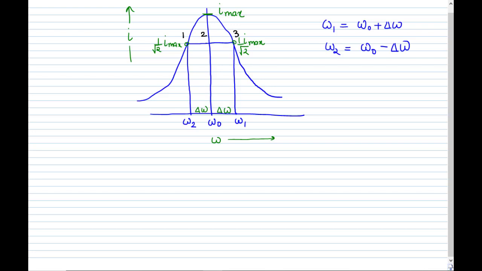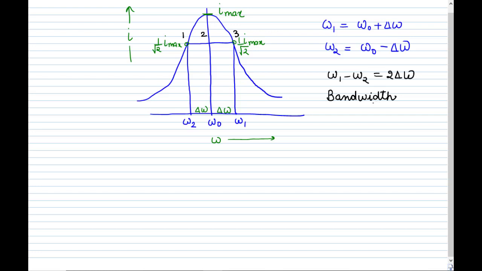If you travel from 1 to 2, then you have traveled delta omega. Again, if you travel from 2 to 3, you again travel delta omega. So finally, from 1 to 3, we have traveled delta omega plus delta omega, that is 2 delta omega. So omega 1 minus omega 2 is 2 delta omega, and this is called the bandwidth of the circuit. I hope it is much clearer to you now. In a similar way, you can find the points omega 1 and omega 2, and you can easily calculate the bandwidth of the circuit.